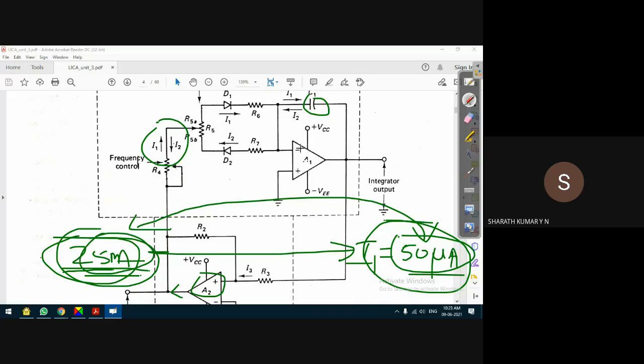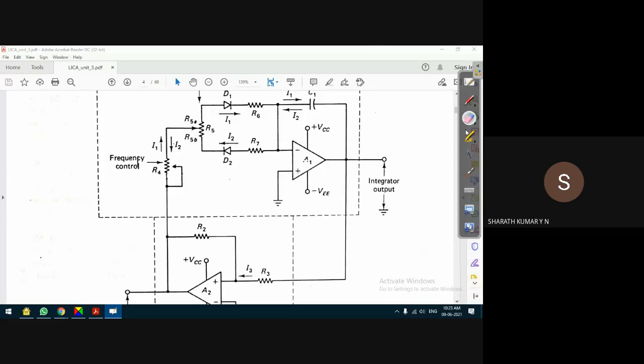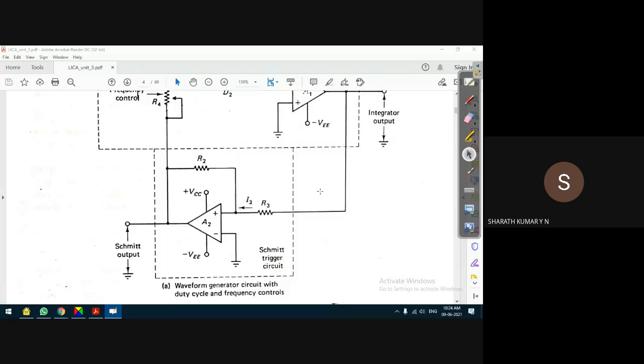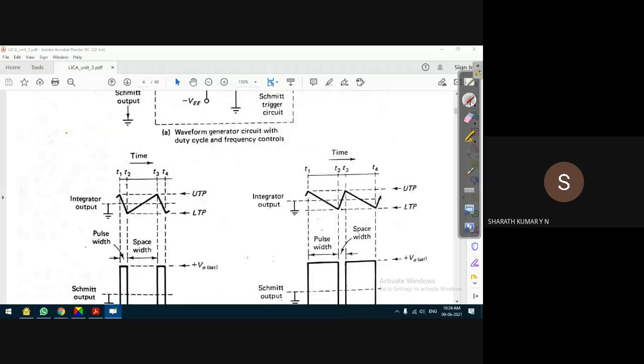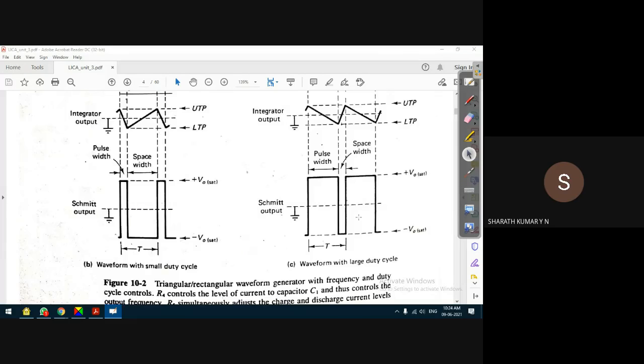larger the current, larger will be the value of the capacitor. And larger the capacitor, the charging time will be very large. Charging and discharging time becomes very, very large. So thereby we have to carefully select the capacitor.